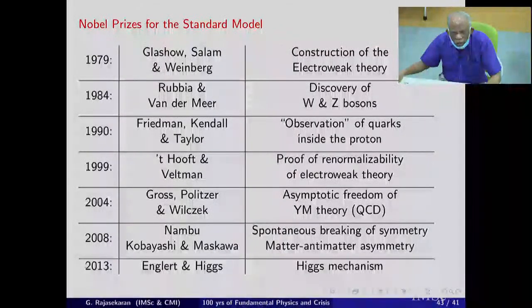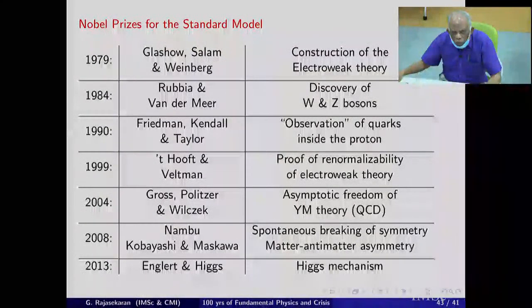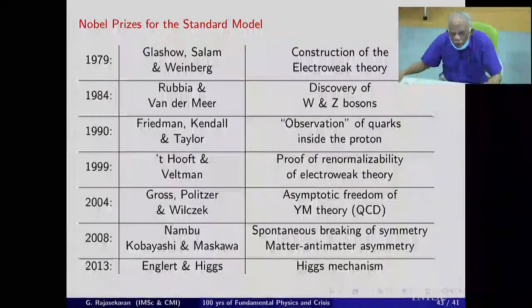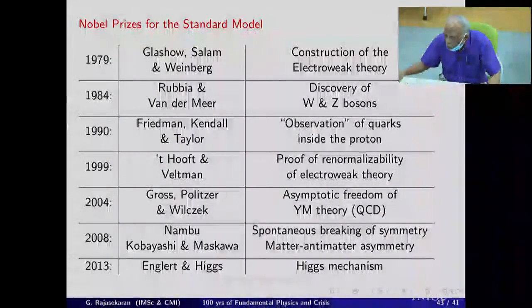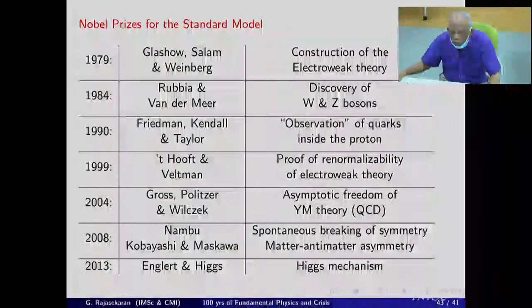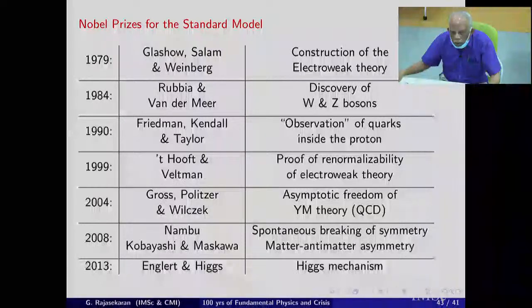't Hooft and Veltman showed that this electroweak theory of Glashow, Salam, Weinberg satisfies the criterion of renormalizability, which is very important because otherwise, as I already mentioned briefly, every quantum field theory is a big problem, namely everything comes out infinite, and you make it finite by using the technique of renormalization. It's possible for this theory, and that they proved. So they got the prize.